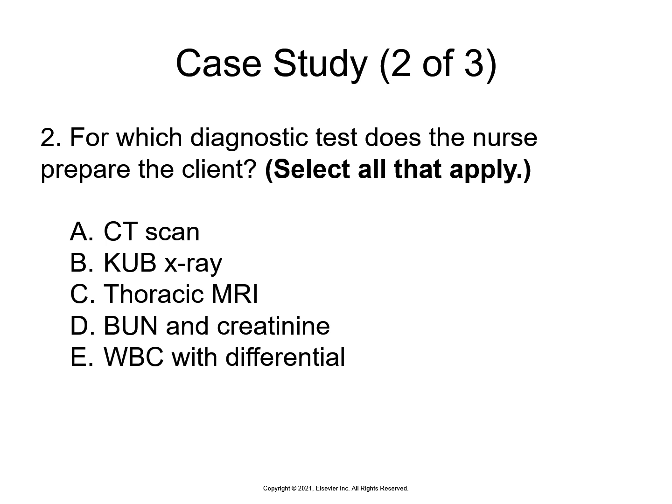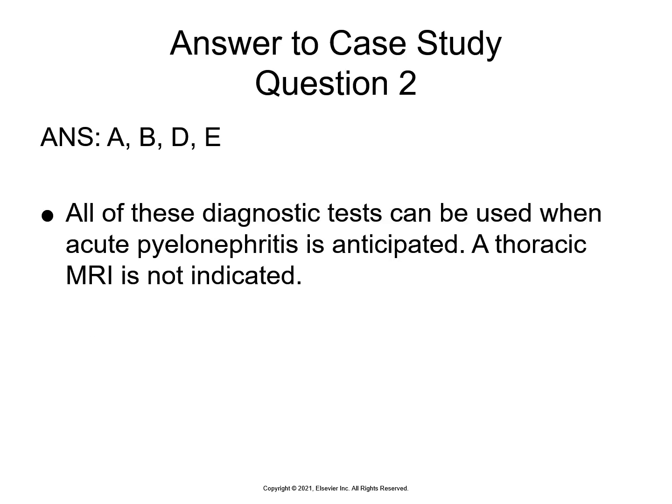Let's see. A, B, D, and E. All of these diagnostics can be used when acute pyelonephritis is anticipated. The only one that stood out there was a thoracic MRI. Why would we go up into the thorax to check for a pyelonephritis? So that was your ringer there. The rest of them, yes, they needed all of those diagnostic tests.